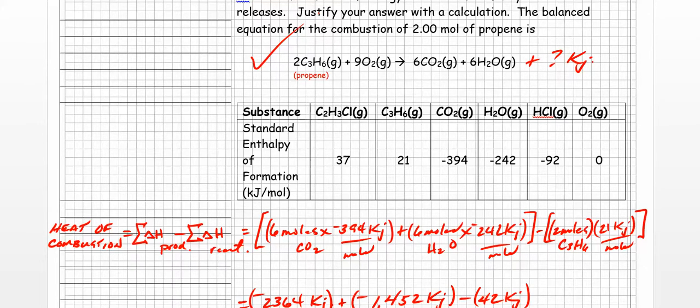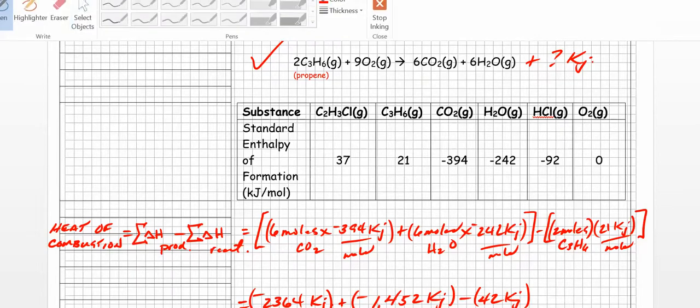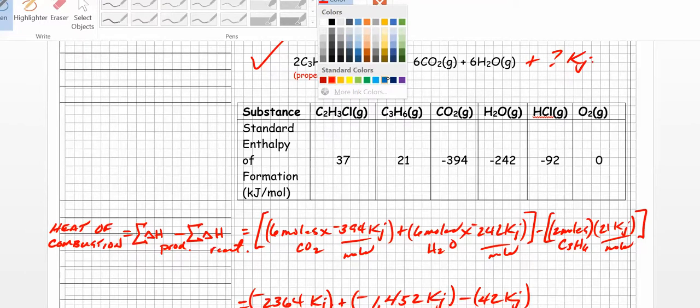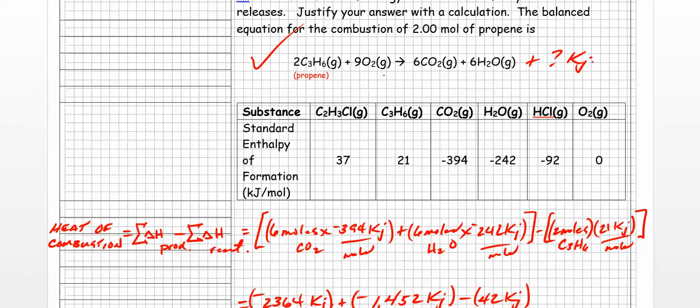So first of all, we'll begin with the CO2. Let me change pen colors here so it'll be a little bit easier to see. So we're going to start with the 6 moles of CO2, right? CO2 has a heat of formation of minus 394 kilojoules per mole. So I'm going to say 6 moles of CO2 times minus 394, don't forget the sign, kilojoules per mole will give me the amount of heat that's released in the formation of the 6 moles of CO2. So that takes care of the 6 moles of CO2.